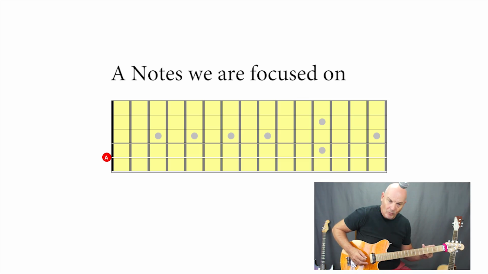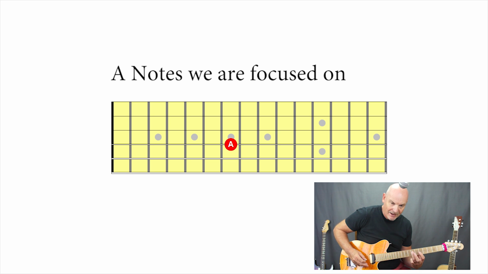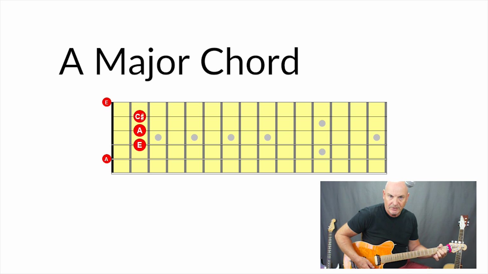Let's have a look at the A. Well, the A is an A open string, A there, and A there, and of course it goes back to the A open string there. So we've got the A open string, that will give us the standard A chord.